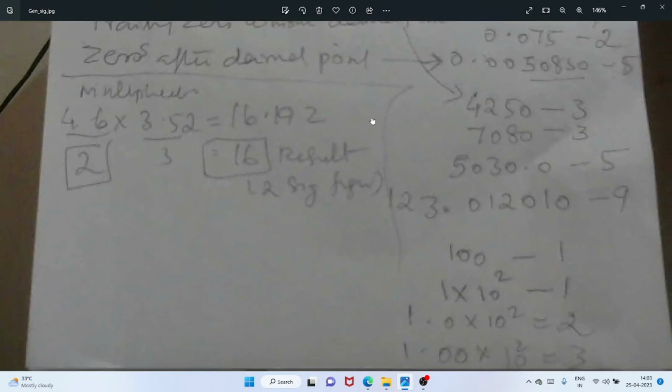When you do multiplication of 2 numbers, the result should have the minimum number of significant figures. Here 2 significant figures, here 3. The result should have only 2. Okay, this is the result, and there are only 2 significant figures in this.